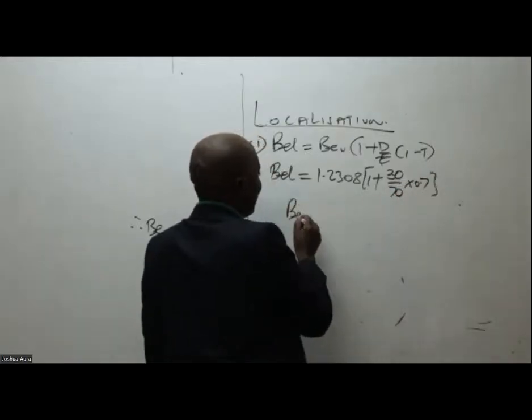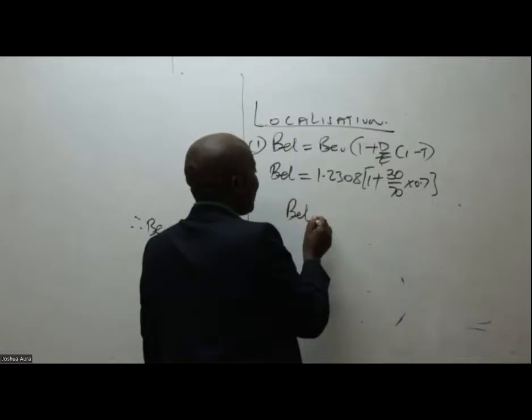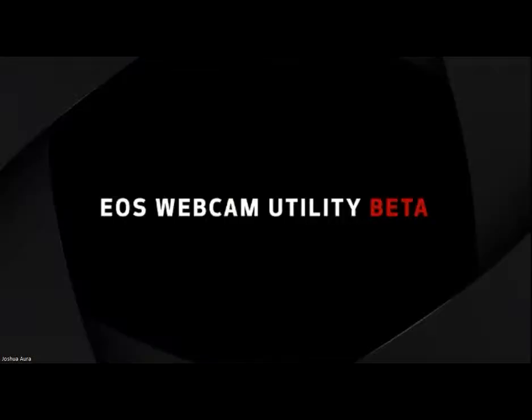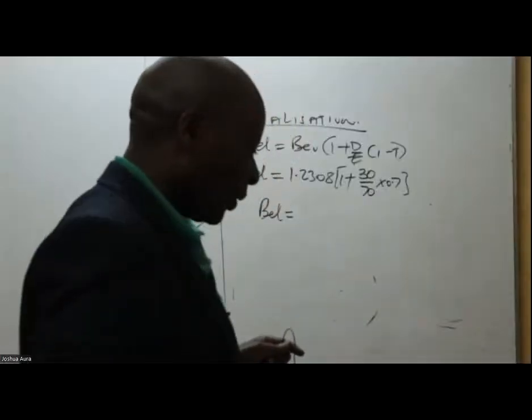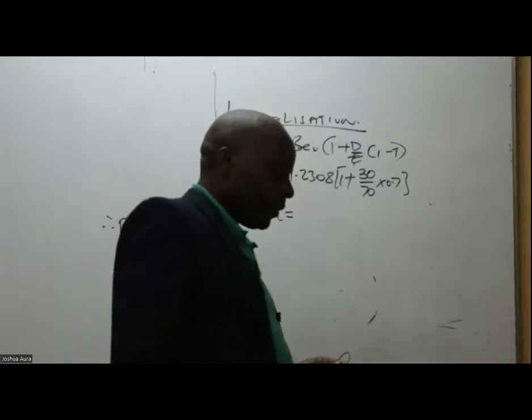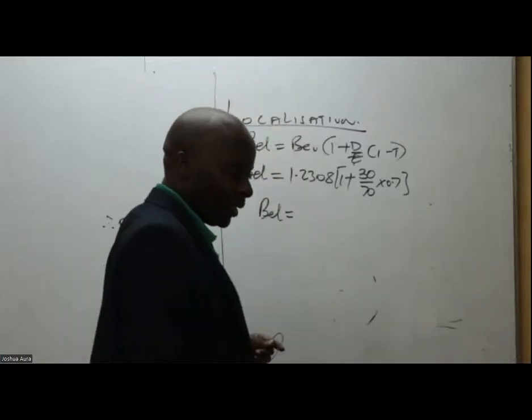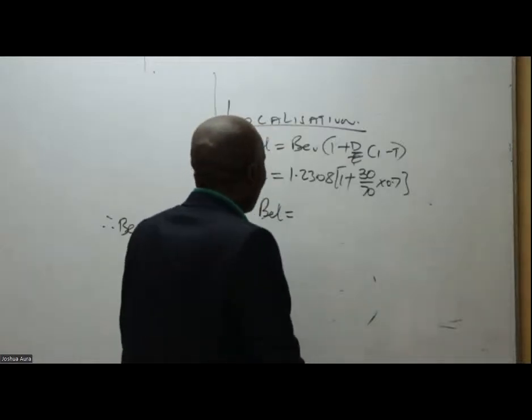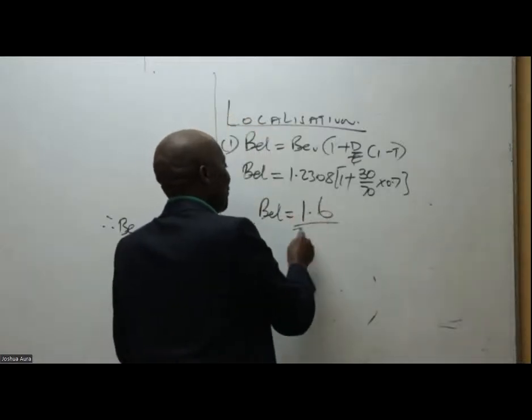Let me get that answer for BEL. It will be very similar to the one we obtained earlier. What are we able to see? What does BEL come to? It is 1.6, and I hope this 1.6 is quite familiar to you.